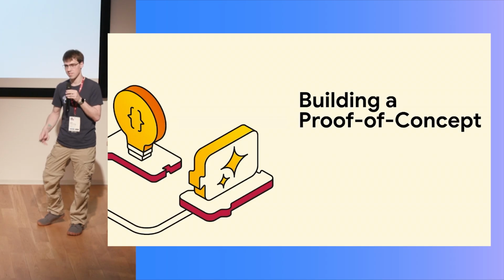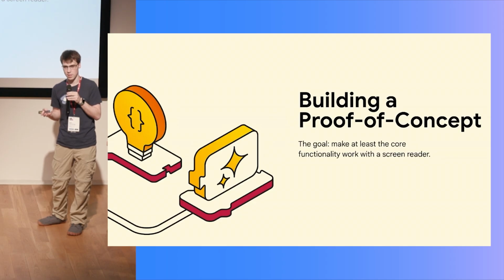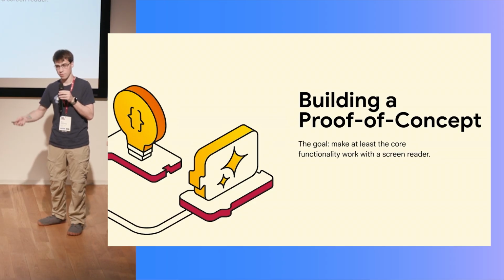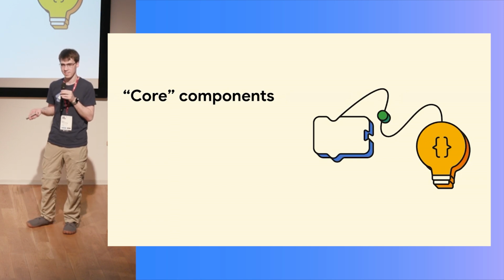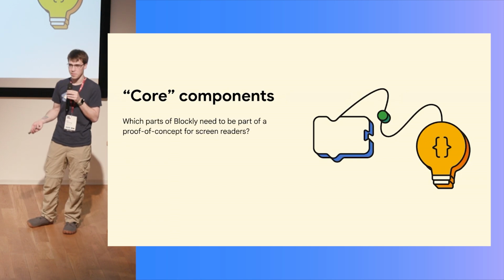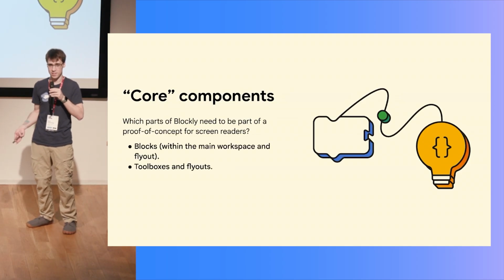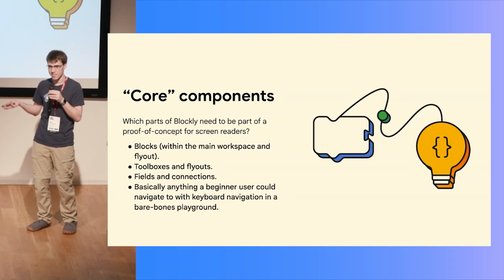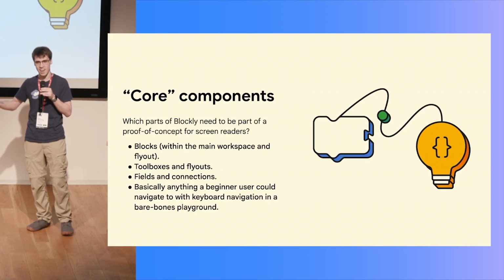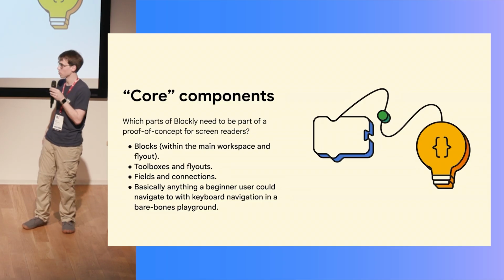But to start with that, we have to start somewhere. And so the idea is, let's build some fundamental basic proof of concepts that at least does something in the realm of correct. But we need to start with, what are the core things that need to be supported? And that's fundamentally blocks, of course, workspace and toolbox alike. Flyouts and toolboxes themselves, fields and connections, but more broadly, if you have a basic bare bones playground, can a beginner navigate to something? Are they likely to navigate to something? If they are, that's probably something that should have some initial support.